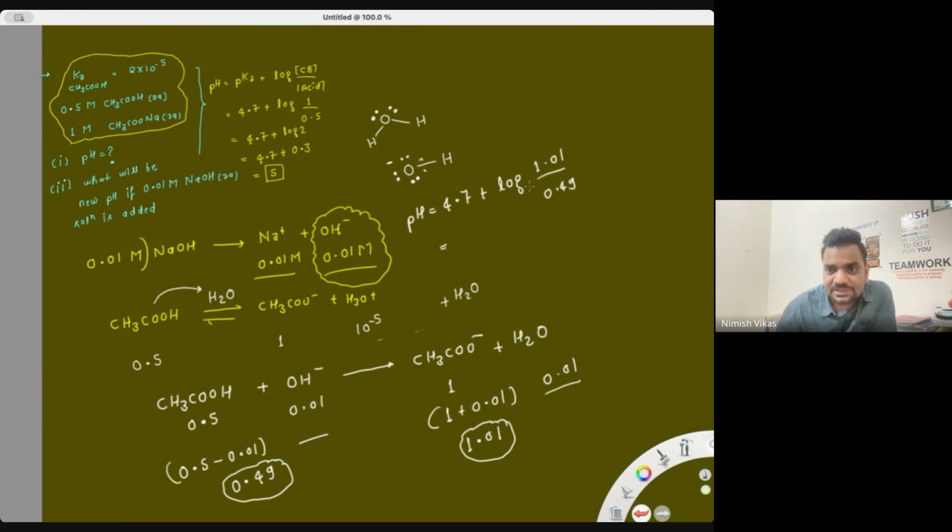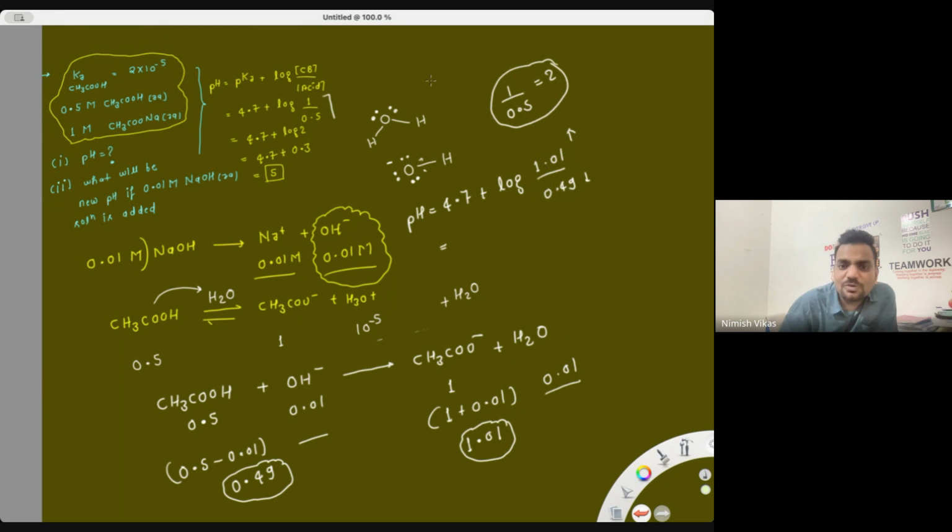So do you think pH will change significantly here? Earlier it was 1 upon 0.5, now this is 1.01 upon 0.49. Numerator increased a little, denominator decreased a little. So this overall value will be a little more than 2, right? It is not 2, it will be more than 2. Correct? When it was 1 upon 0.5, this was how much? This was 2, right? Now this value will be slightly more than 2. But it won't be even 3.